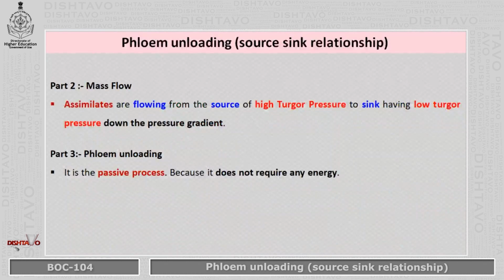Part 2 is mass flow. What is mass flow? Assimilates flowing from the source of higher turgor pressure to the sink having low turgor pressure, down the pressure gradient, is mass flow. Part 3 is related to phloem unloading. Phloem unloading is a passive process because it does not require any energy.